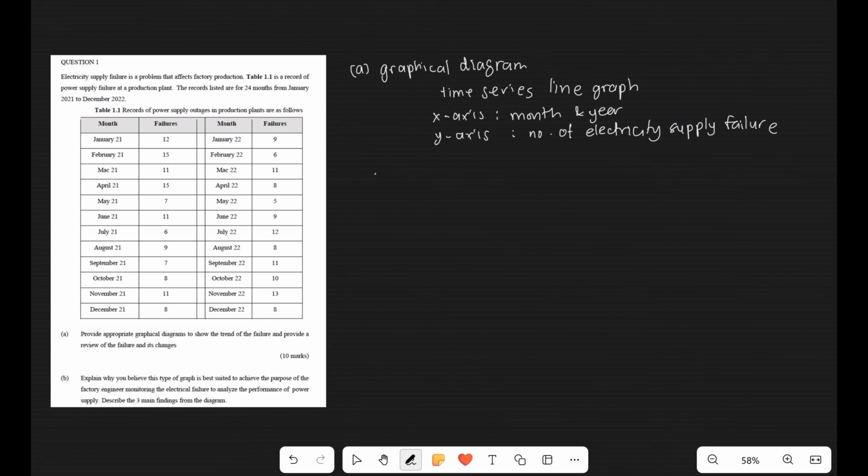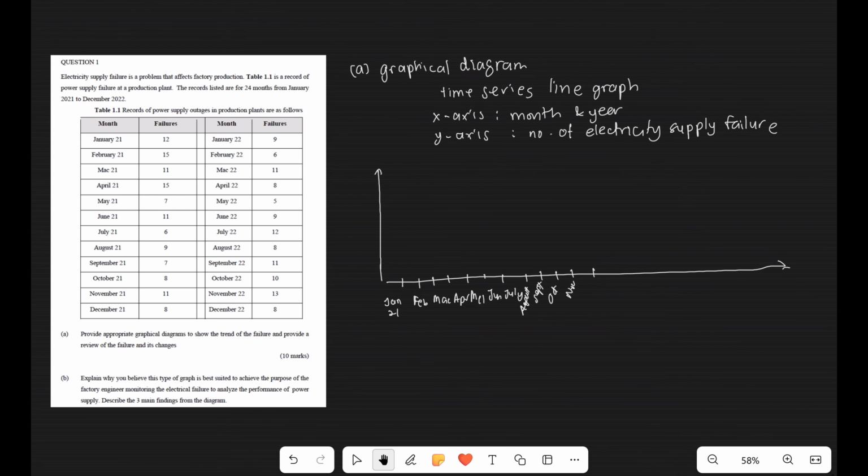Alright, so what you have to do is create a graph and then label it: January, February, March, April, May, June, July, August, September, October, November, December, 21.